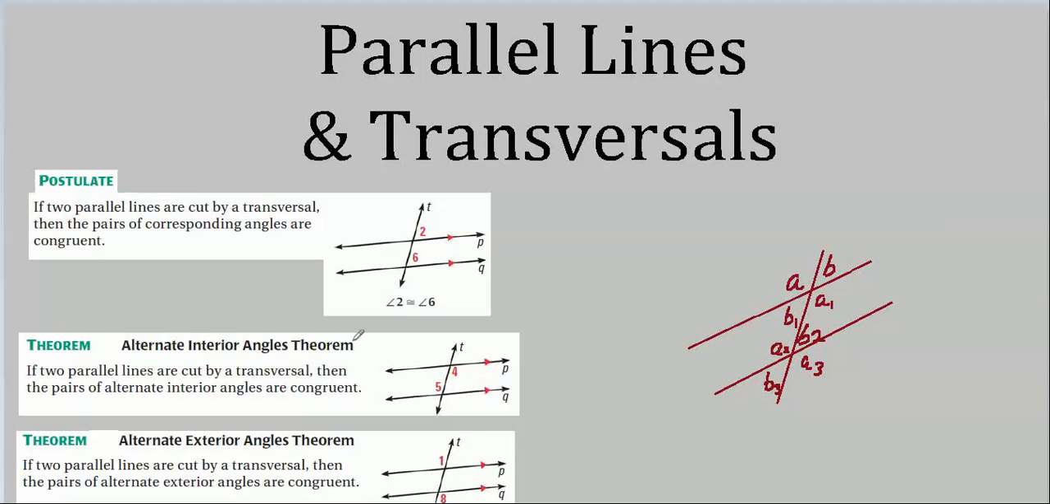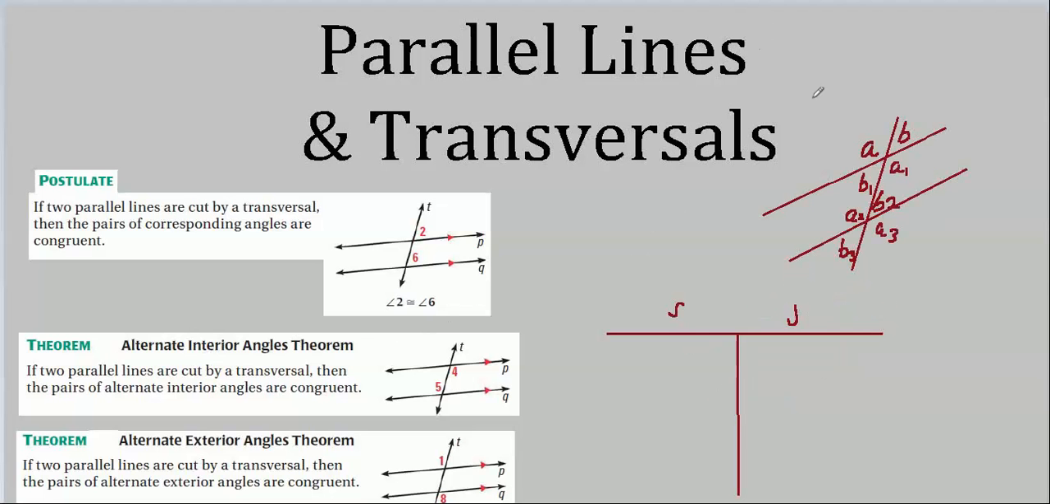So I'm going to start by proving the alternate interior angles theorem in the two-column proof format because, well, that's what you're going to see on the standardized exam. It doesn't hurt to practice this stuff. So let's prove this one here, the alternate interior angles theorem in the two-column proof format.